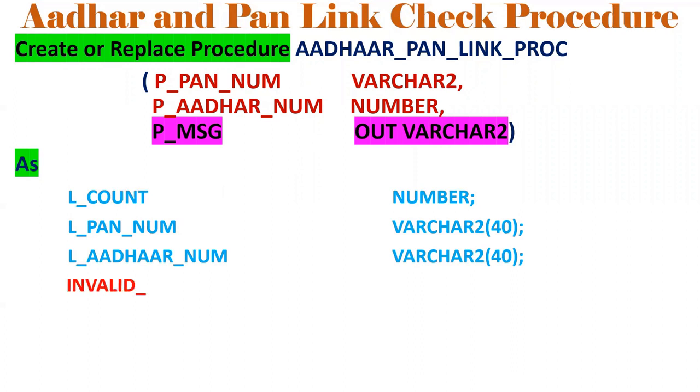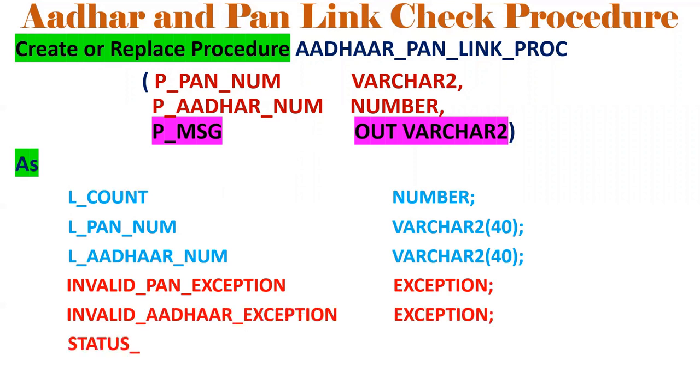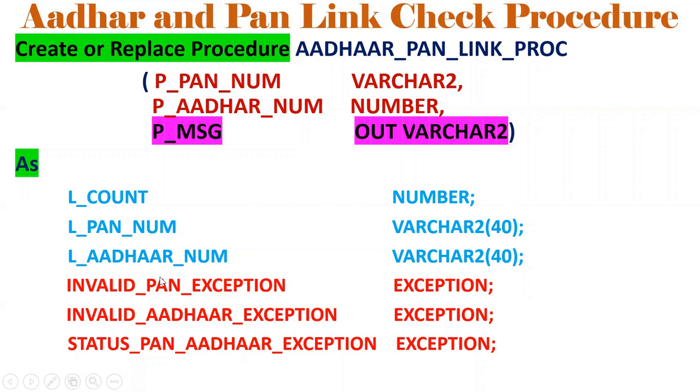I'm also writing some exceptions. This is the declaration of the exceptions: invalid PAN exception, invalid Aadhaar exception, and one more, status PAN Aadhaar exception. So we have local variables and 3 exceptions. 2 input parameters, 1 output parameter, these are the local variables, and these are the exception declarations.